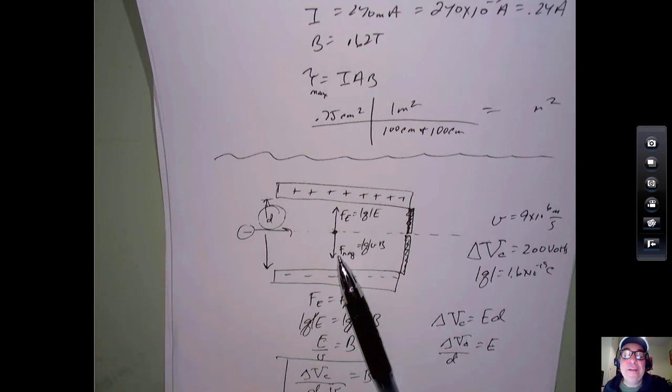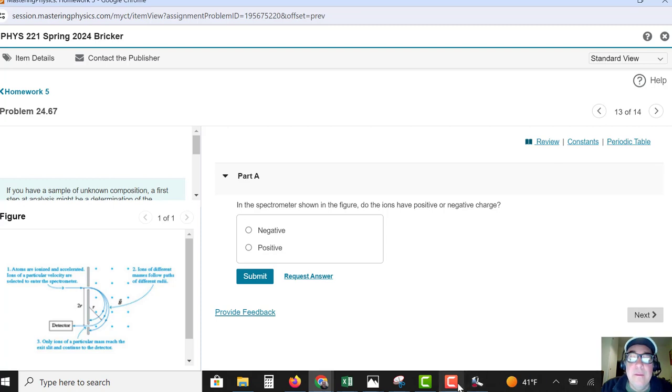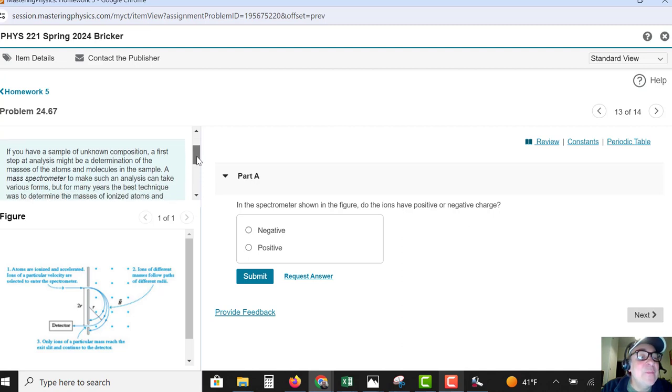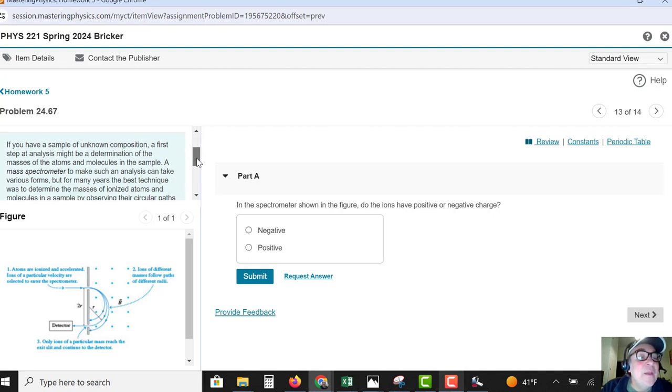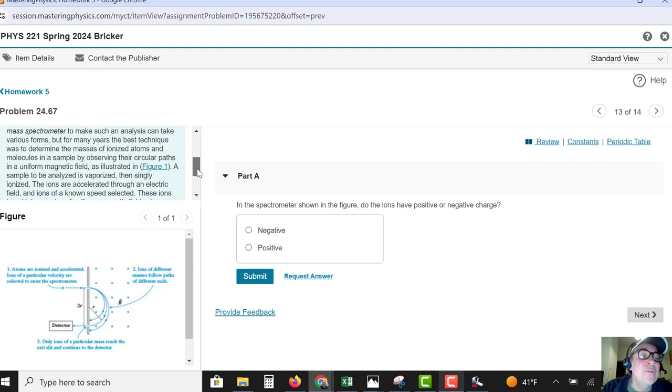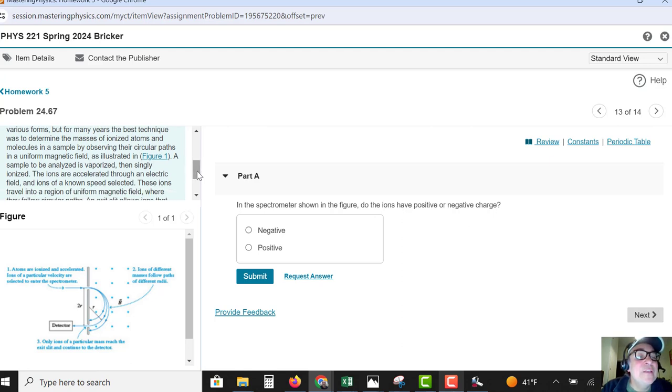Okay, let's look at the next one. Okay, so this is sort of like a mass spectrometer. This is a mass spectrometer, actually. It's a version of it. There's several different types. This is one type. You have a sample of unknown composition. A first step at analysis might be a determination of the masses of the atoms and molecules in the sample. A mass spec to make such an analysis can take various forms, several different ways. But for many years, the best technique was to ionize atoms, send them through a magnetic field, and see what the radius of curvature of their path would be, actually.